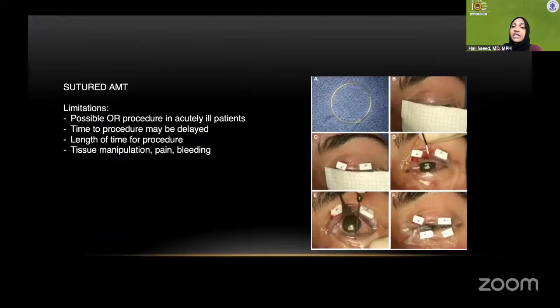This procedure largely needs to be done in the operating room in acutely ill patients. And because of that, the time to procedure can be delayed. The length of time for the procedure is also still significant. And there's a lot of tissue manipulation, which can result in pain and bleeding. Although it has had really significant outcomes in improving visual acuity and chronic ocular disease, there still are limitations.